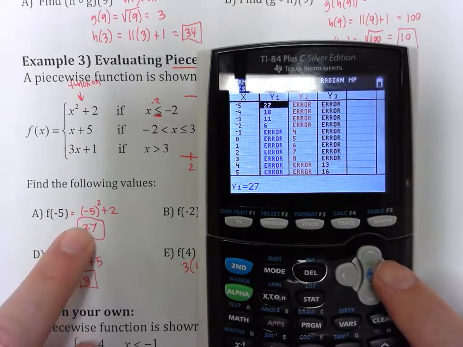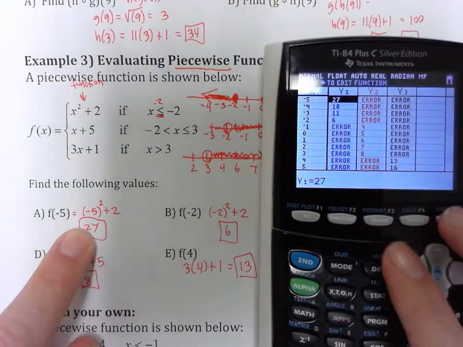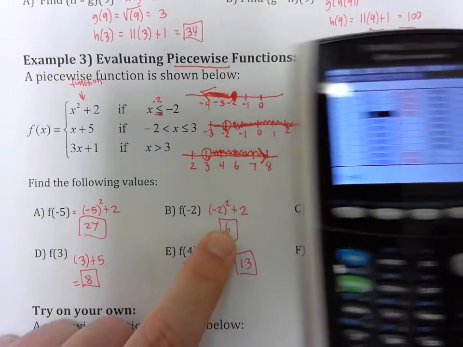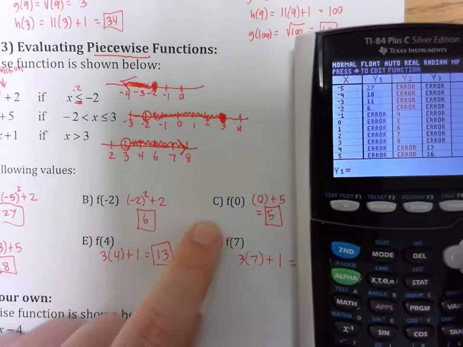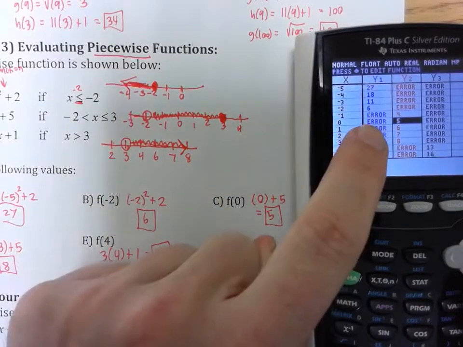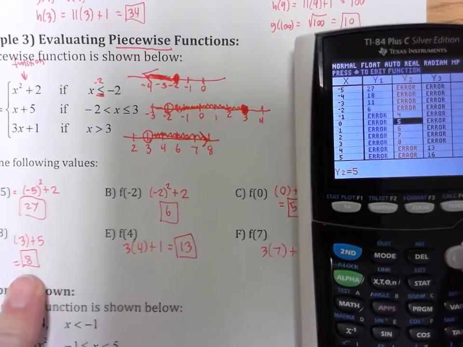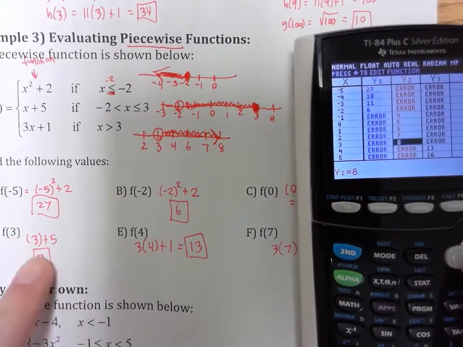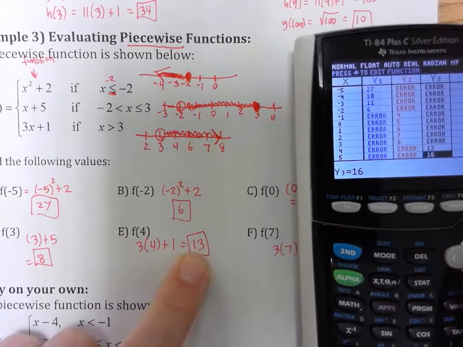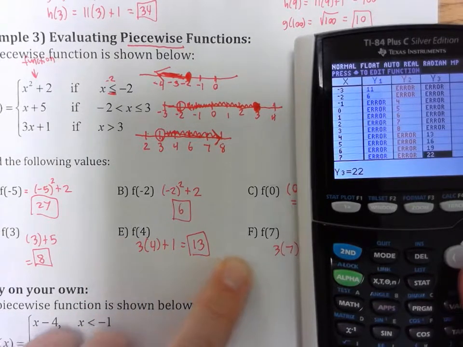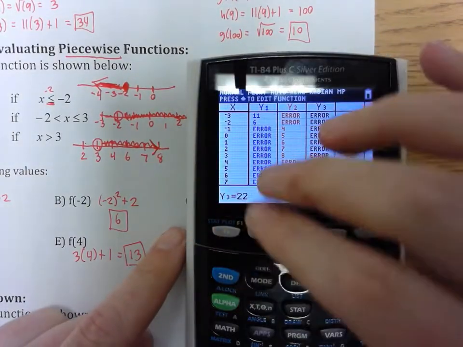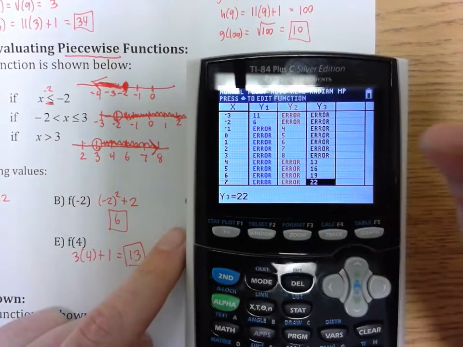What did I get when I plugged in -5? I got 27. What did I get when I plugged in -2? I got 6. What did I get when I plugged in 0? It didn't work for the first one, it worked for the middle one, 5. What did I get when I plugged in 3? 8. When I plugged in 4, I got 13. When I plugged in 7, I got 22. So it's a lot of work to plug it in, but you can get all your answers pretty quickly, okay?